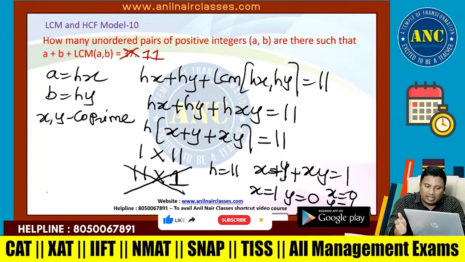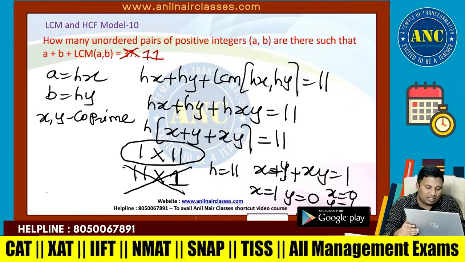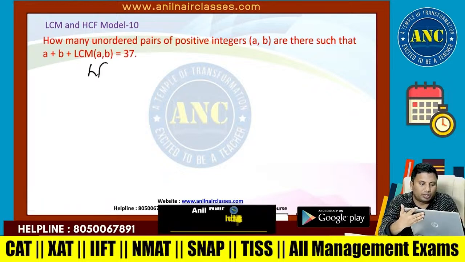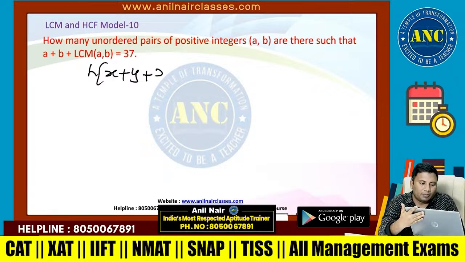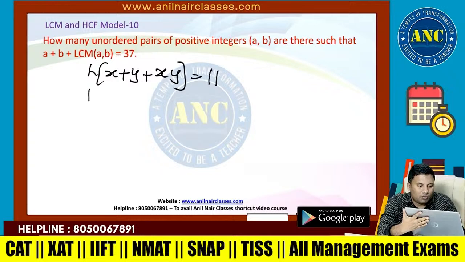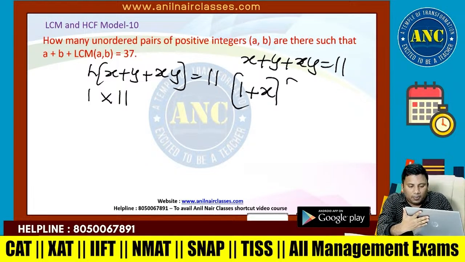Now I will take this case. If h is 1, x plus y plus xy is 11. This case is omitted. H into x plus y plus xy equivalent to, how much we got? 11. 1 into 11. This case we are considering. x plus y plus xy equivalent to 11. Add 1 on both the sides. 1 plus x into 1 plus y equivalent to 12.